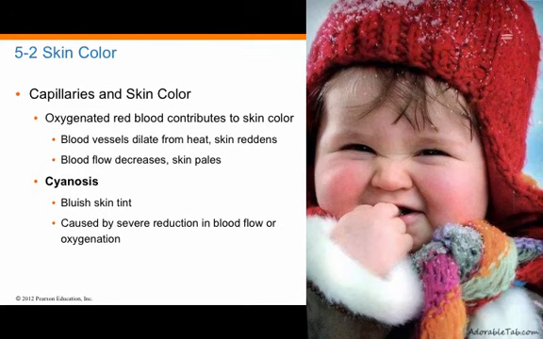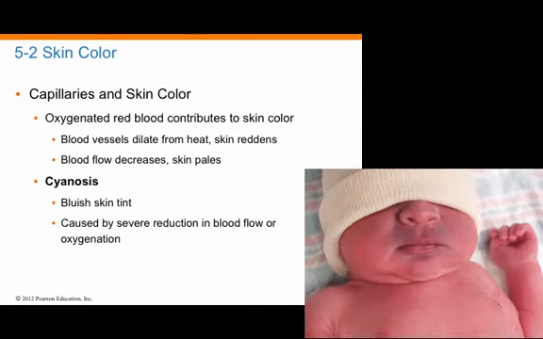Skin color can also be influenced by blood circulation in the dermis, especially for fair-skinned individuals. Blood containing high levels of oxygen appears more red. The oxygenated blood can be seen through the epidermis, especially on the face, where the epidermis is only 0.1 to 0.3 millimeters thick. As blood vessels dilate from the heat, the skin reddens. As blood flow decreases, the skin pales.